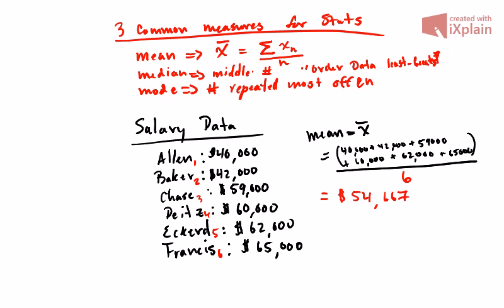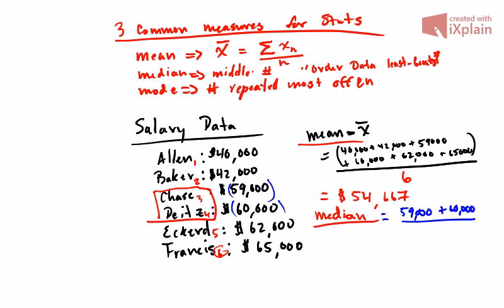Now, the median is the middle number. Since we have an even amount of elements, we have to add the two values that occur in the middle and divide by 2. So the median is equal to 59,000 plus 60,000 divided by 2, which is equal to 59,500. That's the median salary.